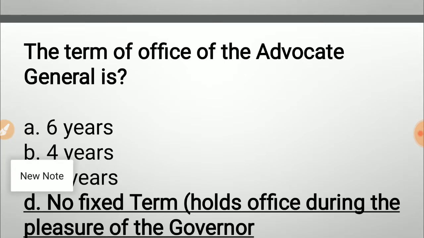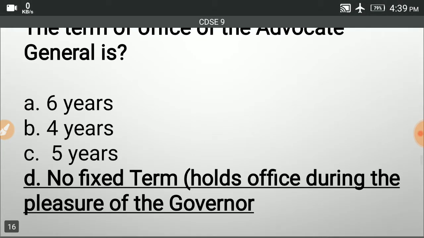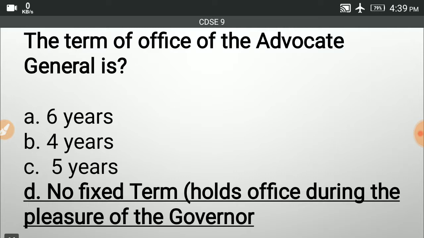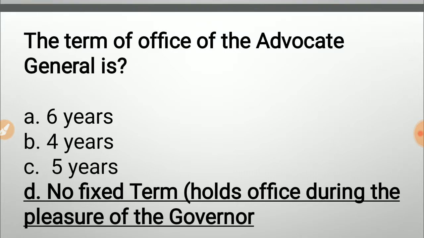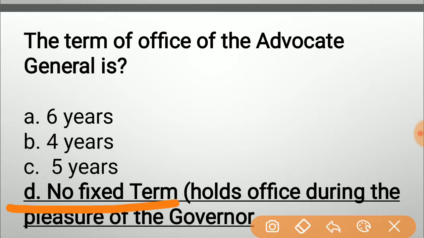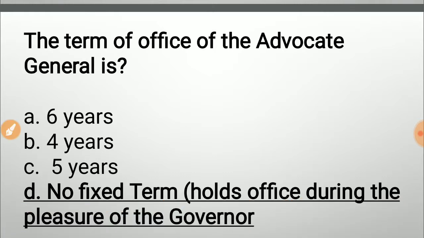The term of office of the Advocate General is, so Advocate General is there for the states. We have already covered in the last video the term of office for the Attorney General. The same thing is here. There is no fixed term. He holds office during the pleasure of the governor, and the governor is advised by the Council of Ministers, that is the state government, on who they want to keep as their Advocate General.